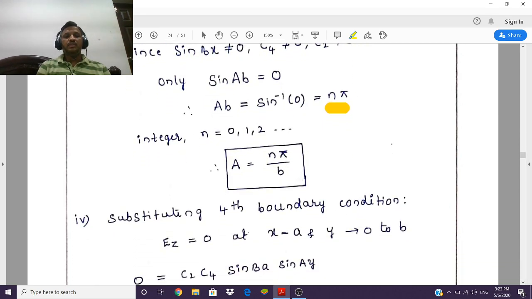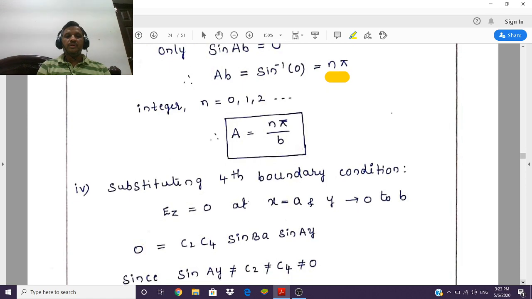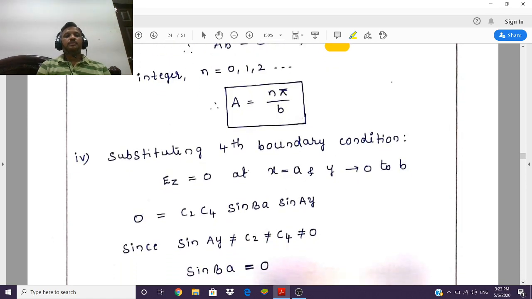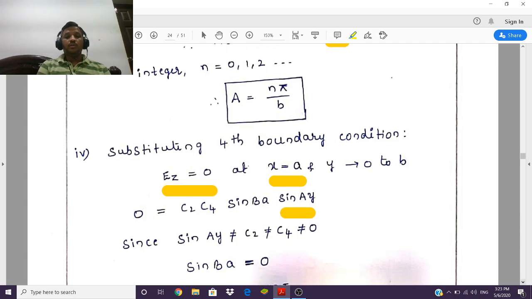So once you get a, which is n pi by b, now I'll substitute the last boundary condition, the fourth boundary condition, which is x equal to a, where Ez is equal to 0. So C2 C4 sin ba, and in place of sin ay, if you want, you can substitute sin n pi by b into y also, or else you can keep sin ay as it is. So sin ay will not be equal to 0, C2 will not be equal to 0, C4 will not be equal to 0, and sin ba will be equal to 0.